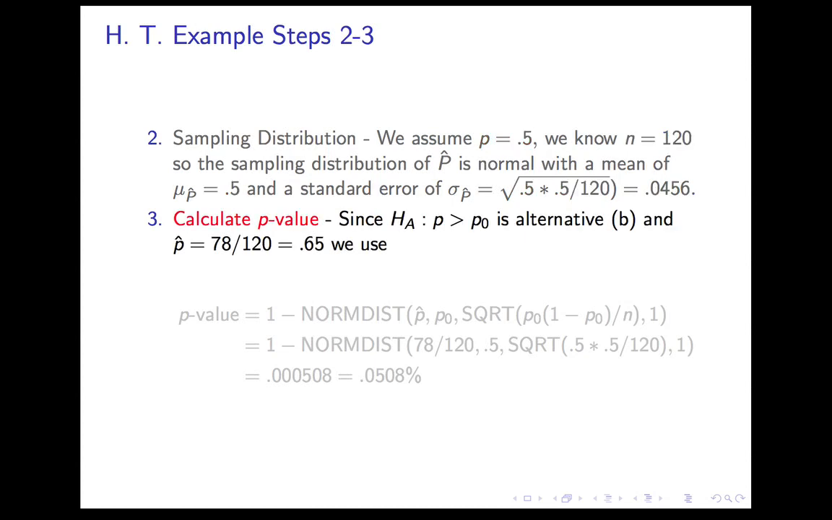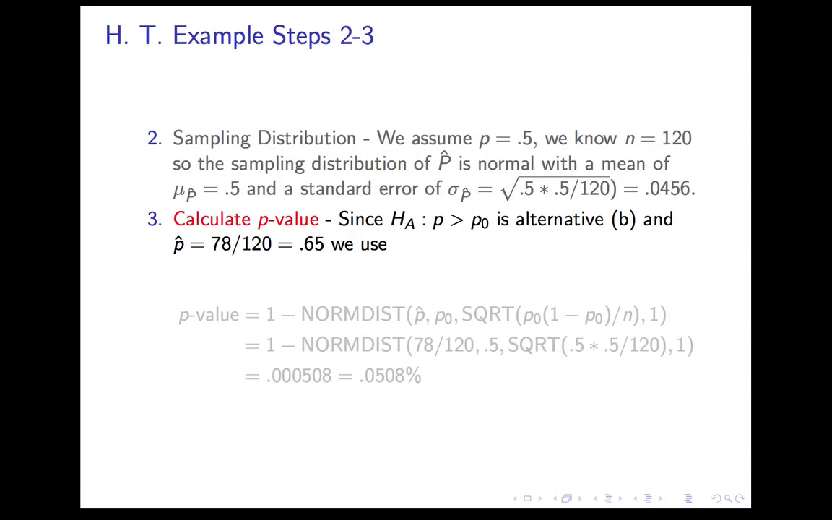Step three is to calculate the p-value. This is a NORM.DIST calculation. Here is a really good place to do a quick sketch of your normal distribution and check where your p-hat is. Because this is a confusing calculation, as soon as you mark where p-hat is, you will usually be able to see whether or not it's significant. If it's far from p0, probably going to be significant. If it's close to p0, it's not. And you will catch a lot of errors if you think that way.